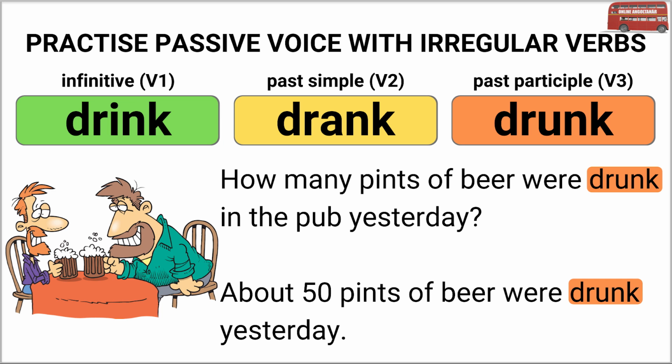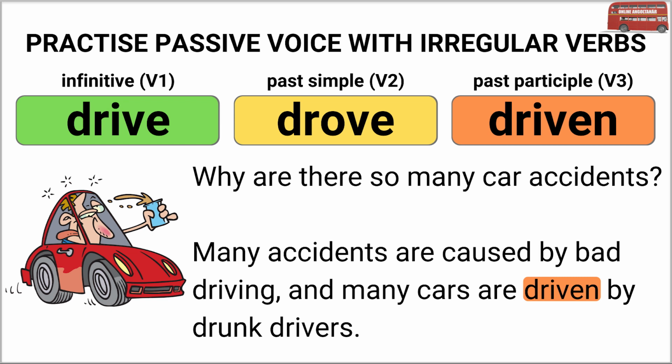Drink, drank, drunk. How many pints of beer were drunk in the pub yesterday? About 50 pints of beer were drunk yesterday. Drive, drove, driven. Why are there so many car accidents? Many accidents are caused by bad driving, and many cars are driven by drunk drivers.